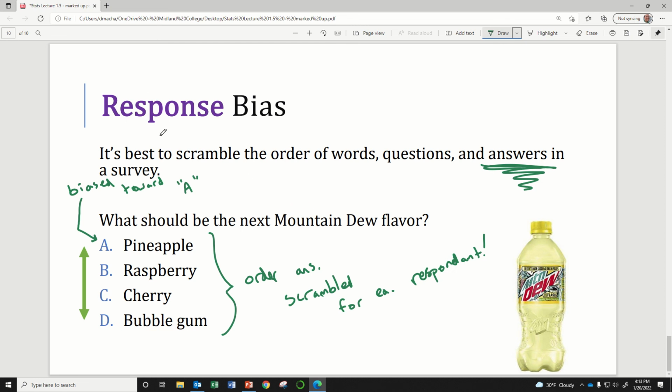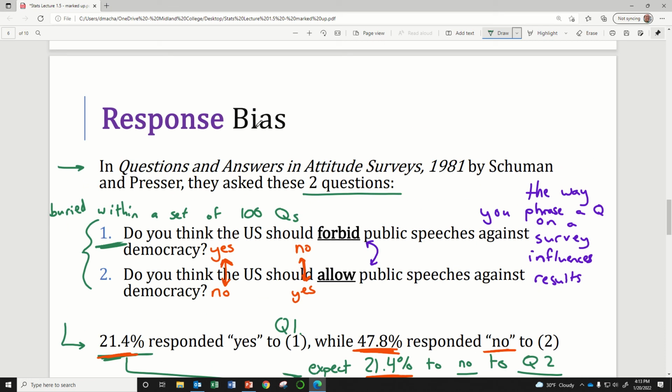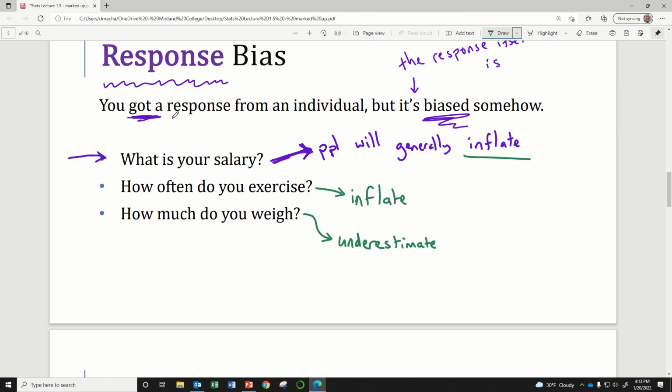And these are ways to reduce what we call response bias. So again, just to remind you, response bias is when you get a response from an individual, but somehow it's biased.